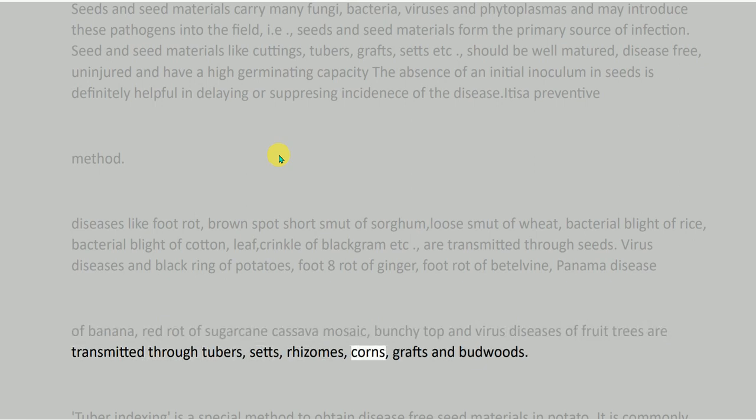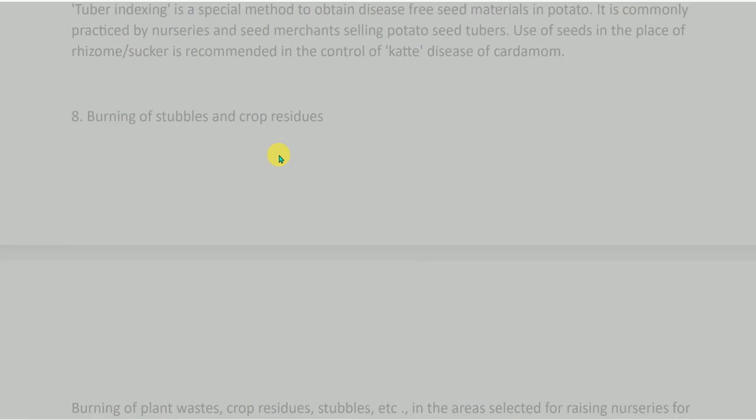Tuber indexing is a special method to obtain disease-free seed materials in potato. It is commonly practiced by nurseries and seed merchants selling potato seed tubers. Use of seeds in the place of rhizome suckers is recommended in the control of katte disease of cardamom.